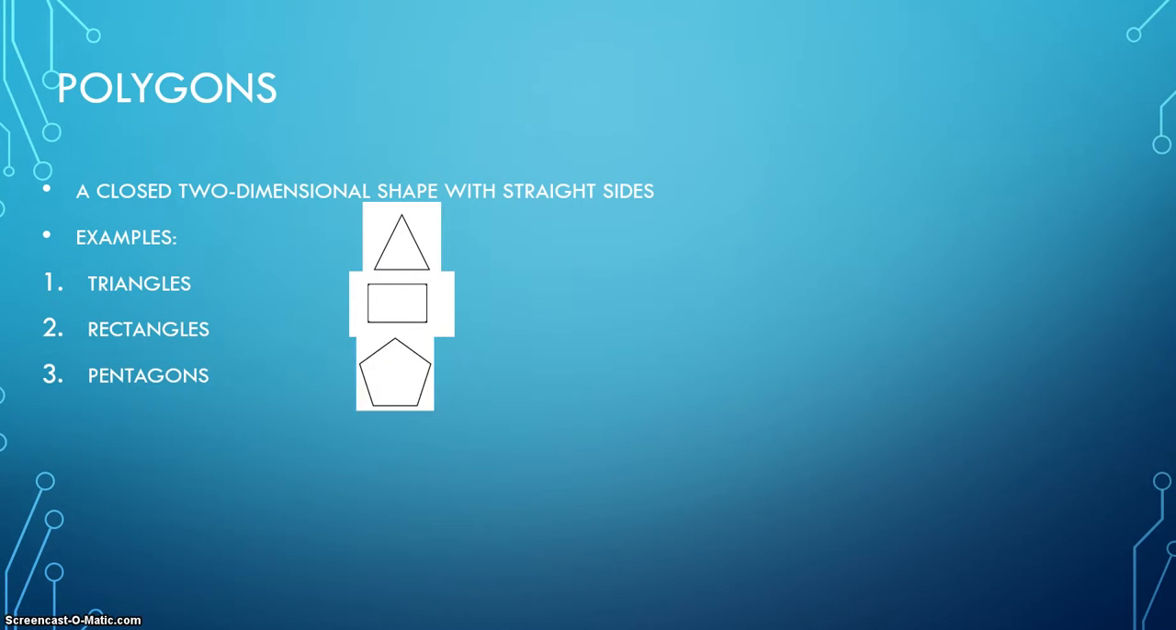Third is a pentagon, which is just another closed figure, and it can continue on with hexagons, heptagons, octagons, and so on: 6, 7, 8, 9, 10 sides.